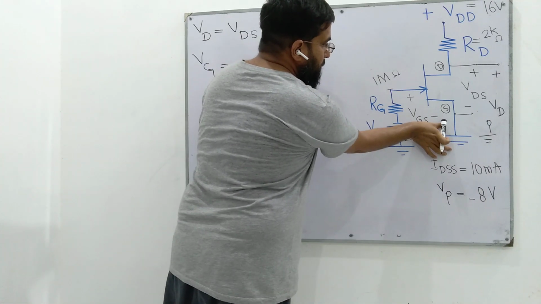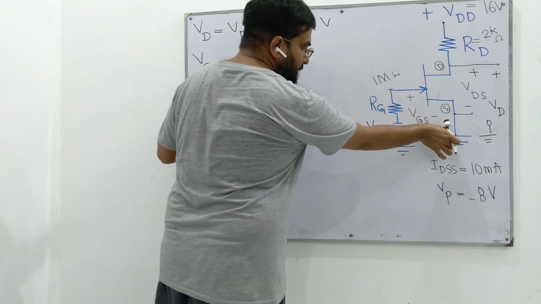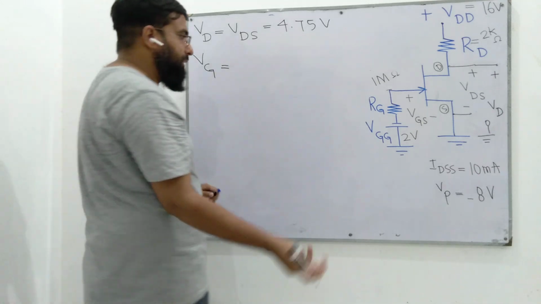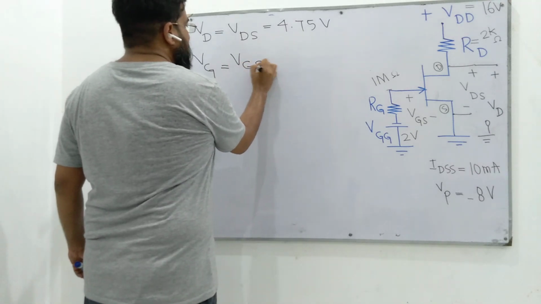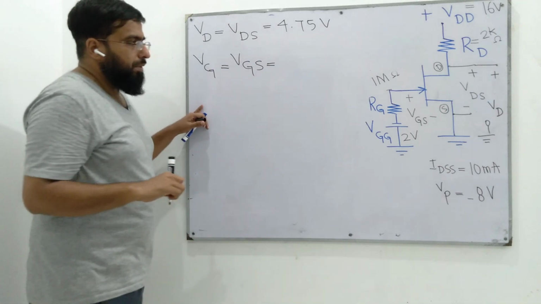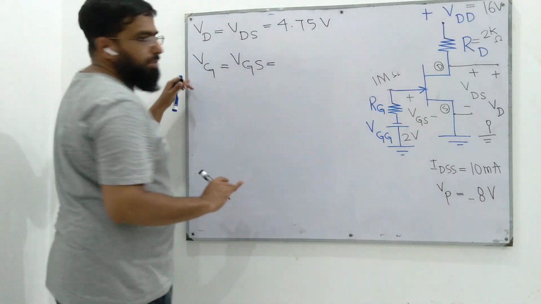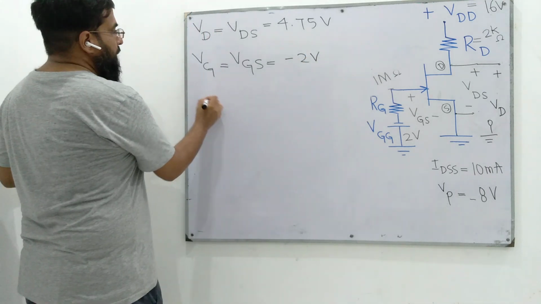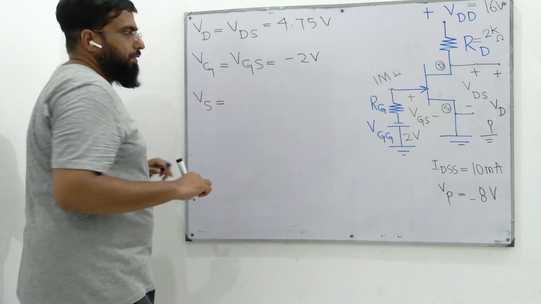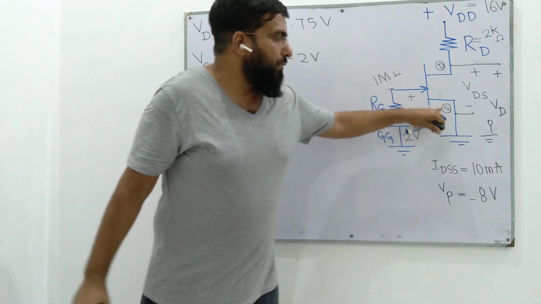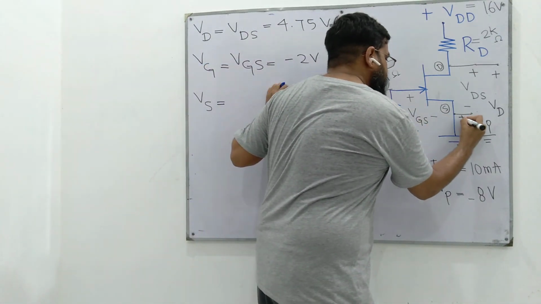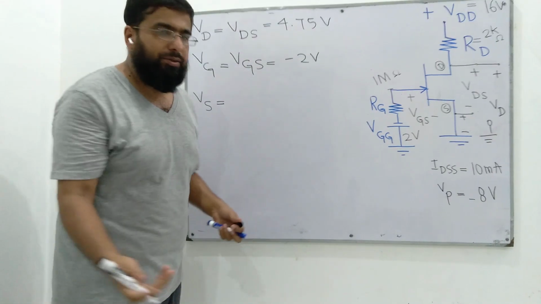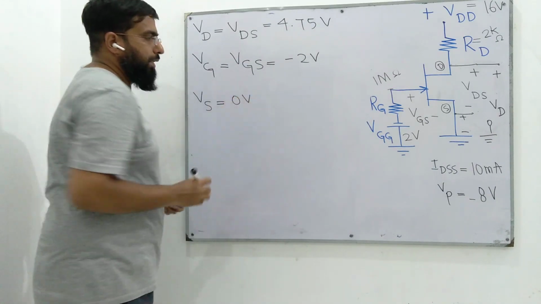VG is the voltage drop across RG if it is there, plus the VGS. Since the source is directly connected to ground, there is no RS, so VGS is the same as VG. But if you have a source resistor, then of course these voltages are different. It's -2 volts. The last quantity that we are asked to compute is VS. VS is the voltage of the source with respect to ground. Since the source is directly connected to ground, VS has to be at 0 volts.